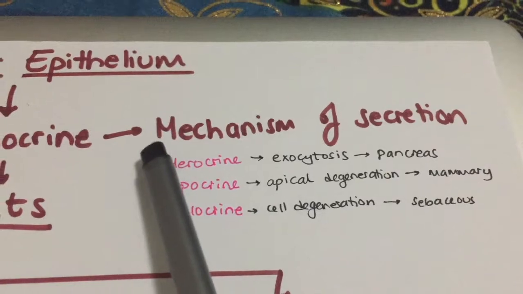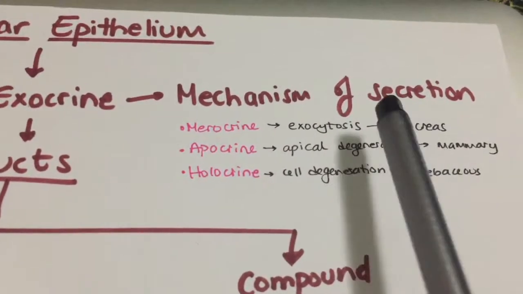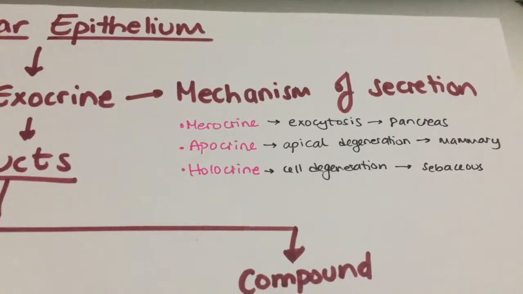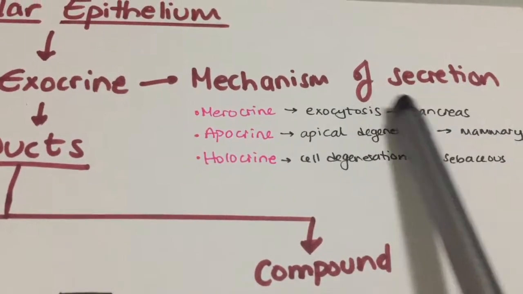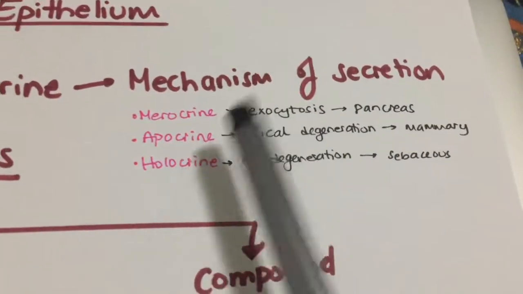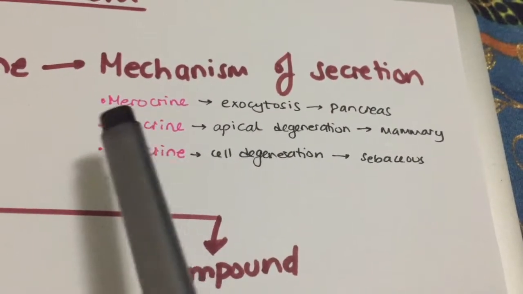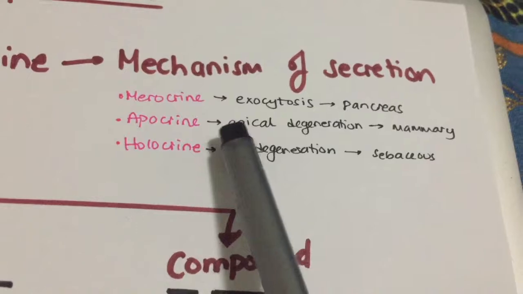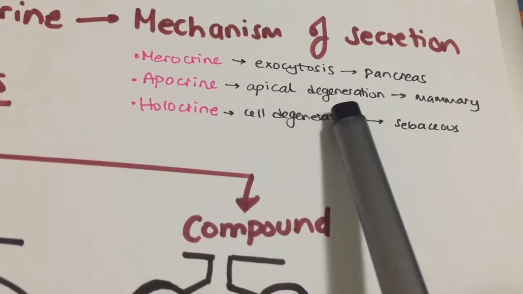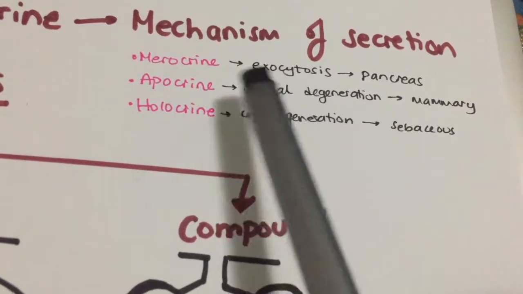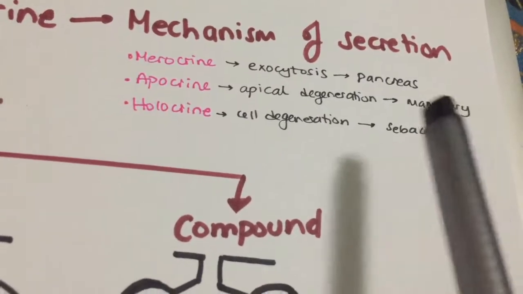When it comes to merocrine, we secrete the secretion by exocytosis. So we pack them in vesicles and then we secrete them. An example of that is the pancreas. Then we have apocrine. When we say apocrine, apo is apical. So what happens is that the apical membrane or the apical part of the cell degenerates, and that way you release the substance, but the rest of the cell is still intact. An example of that is in mammary glands.